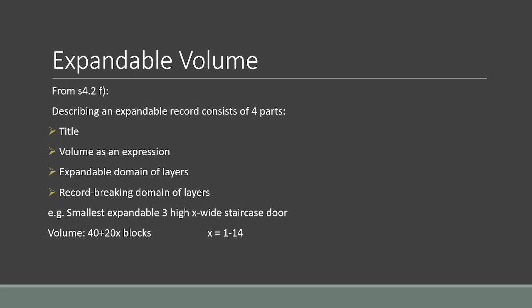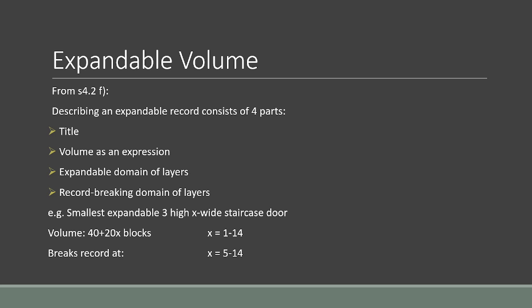And then we also need to state to others the expandable domain of layers. So at the right, it says x equals 1 to 14. So, you can expand this door and have layers from 1 to 14 and it will work. Okay, and then we also need to tell people which domain of layers it is actually record breaking. So it breaks records at x equals 5 to 14.